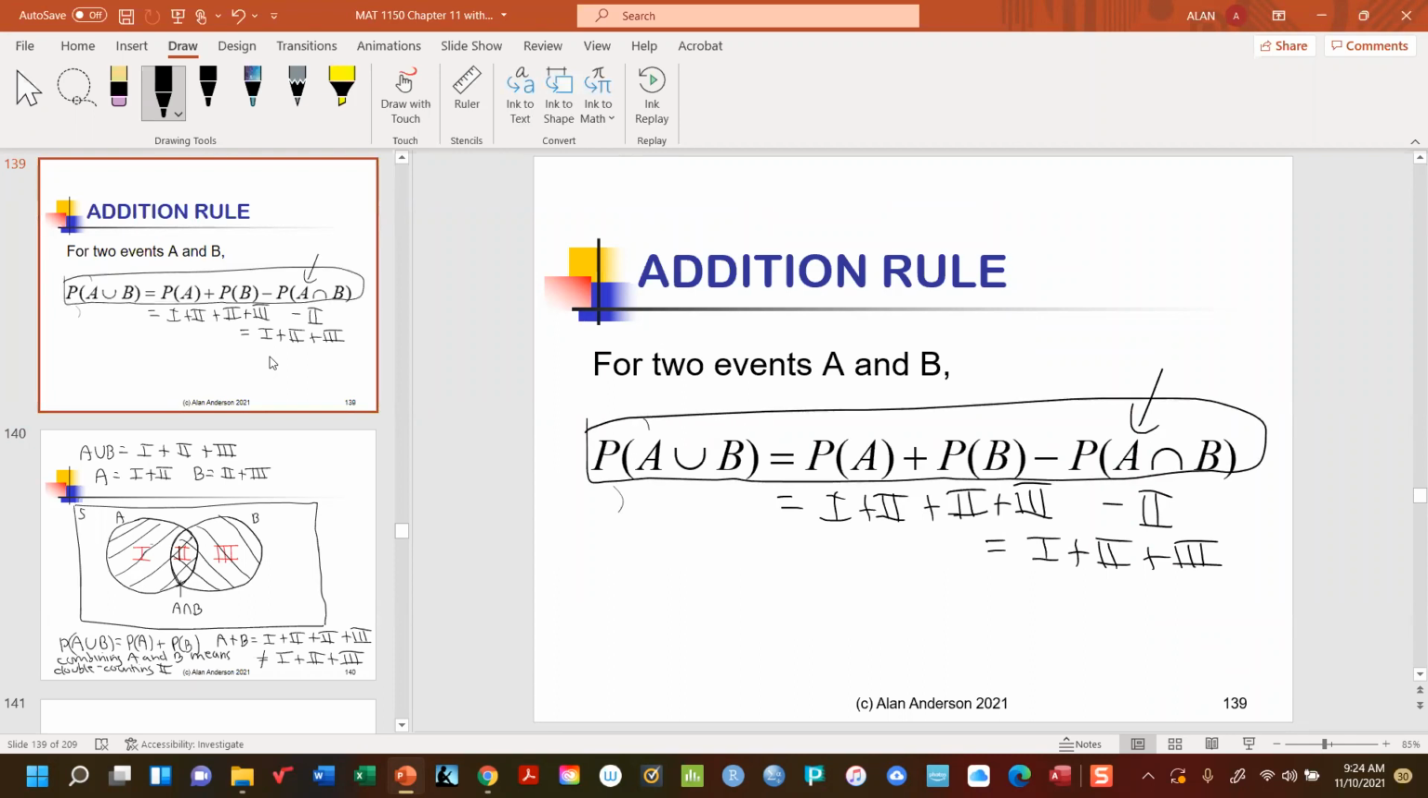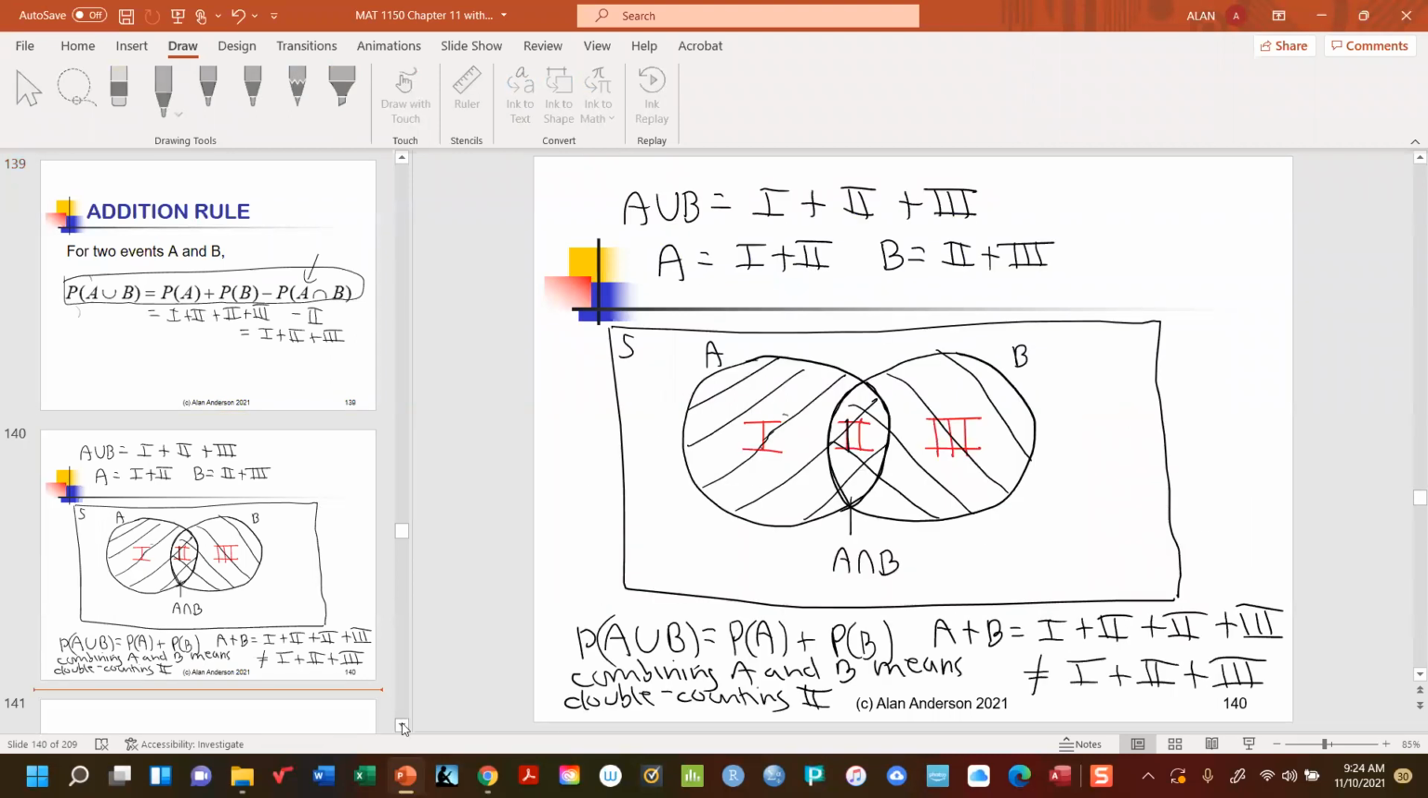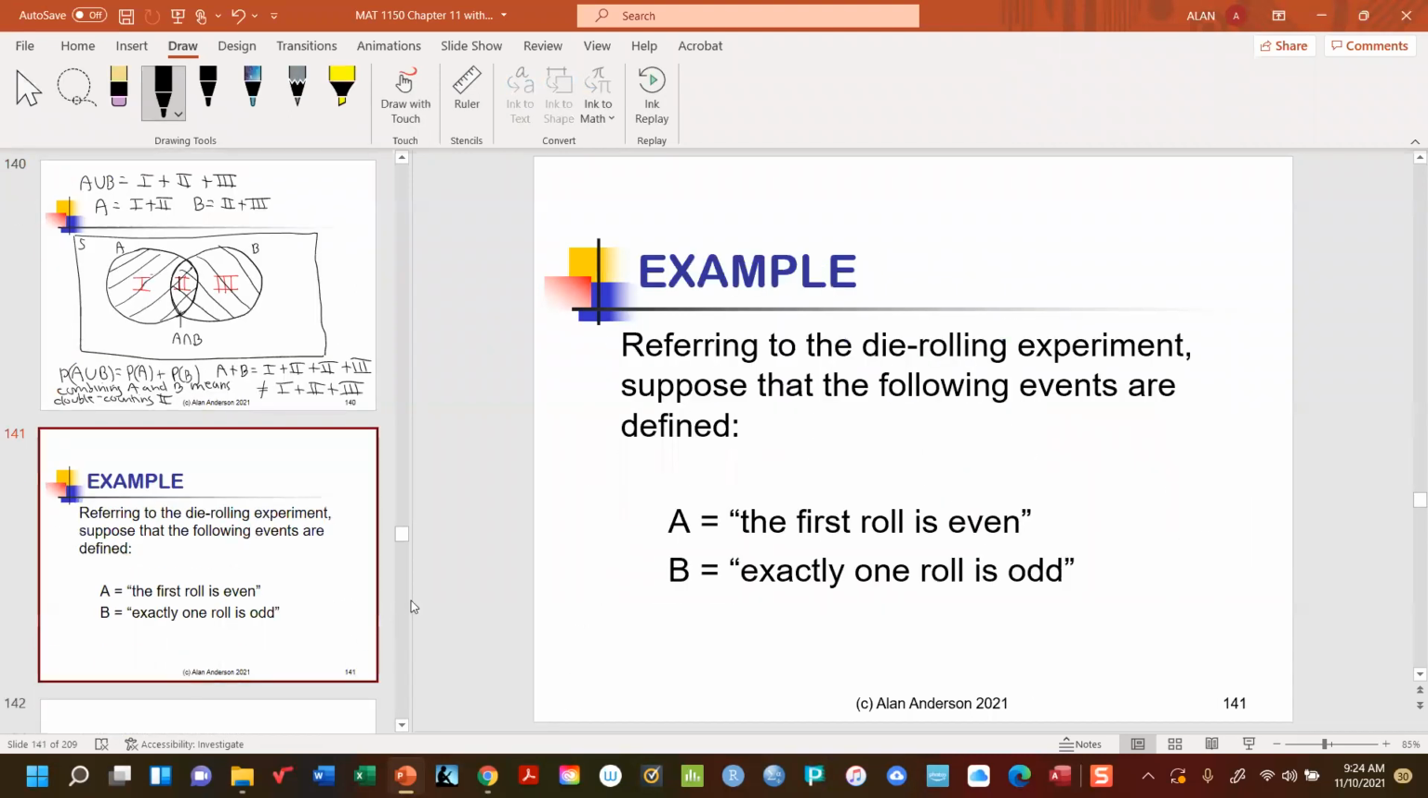So let's do an example of this. Okay, what do we have here? Here we go. So we're back to the die rolling experiment.